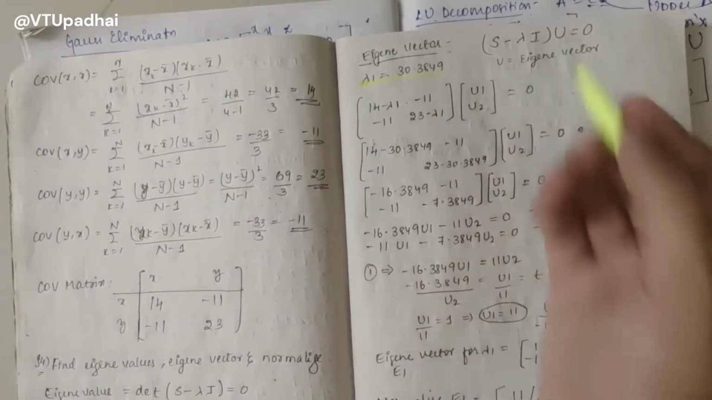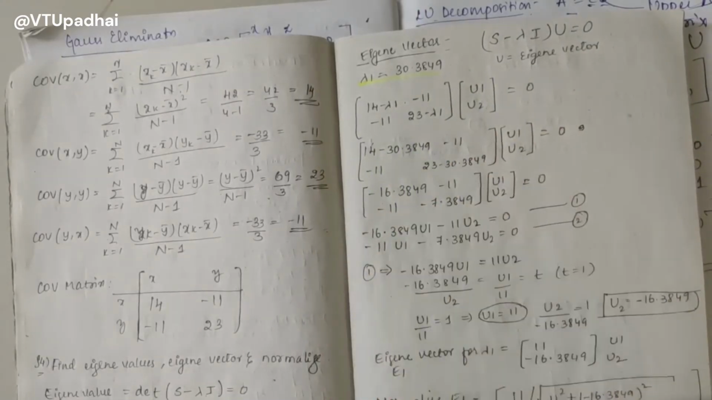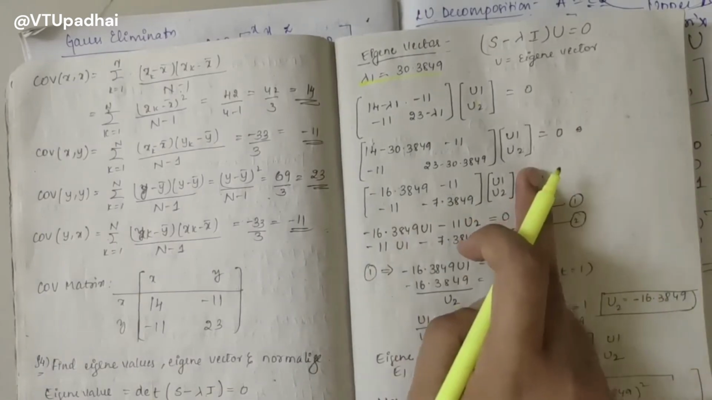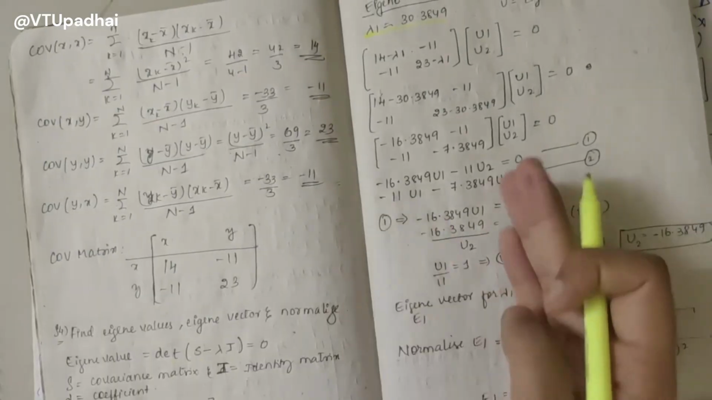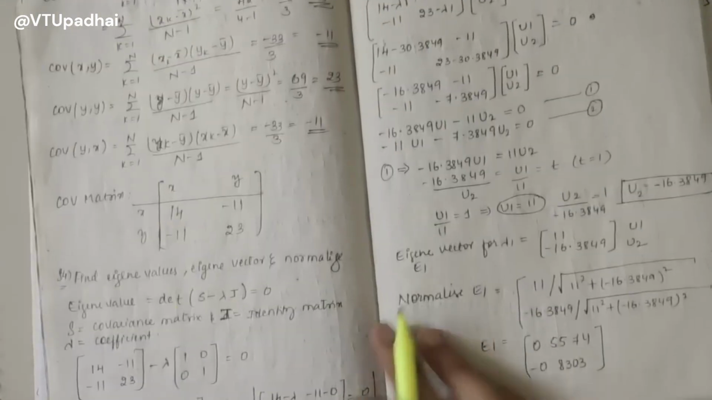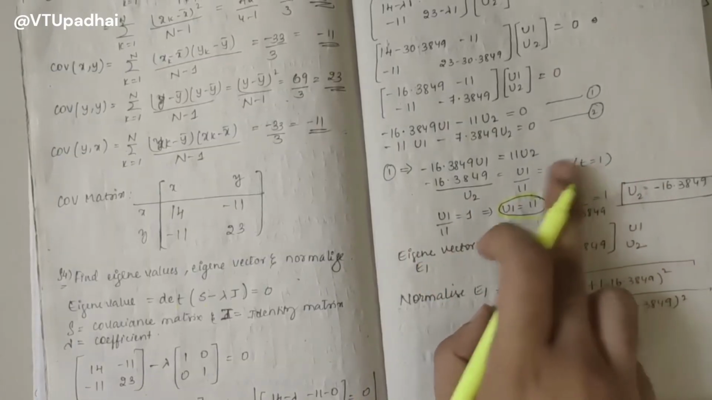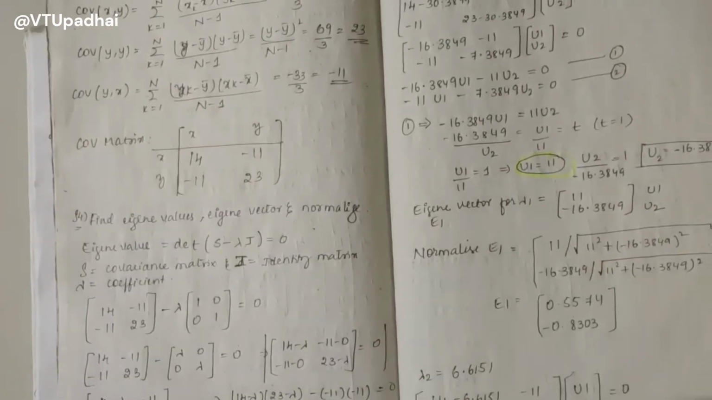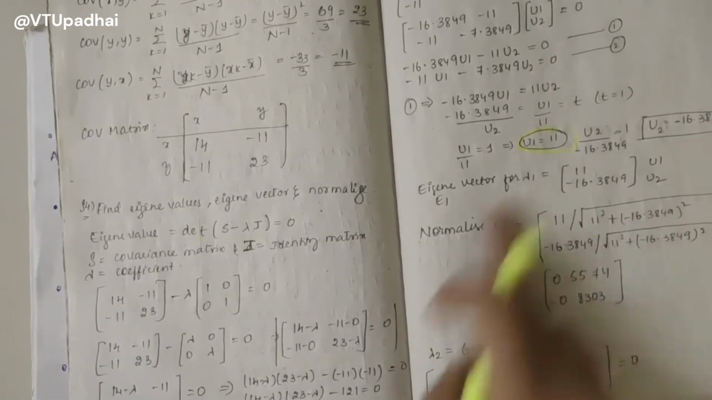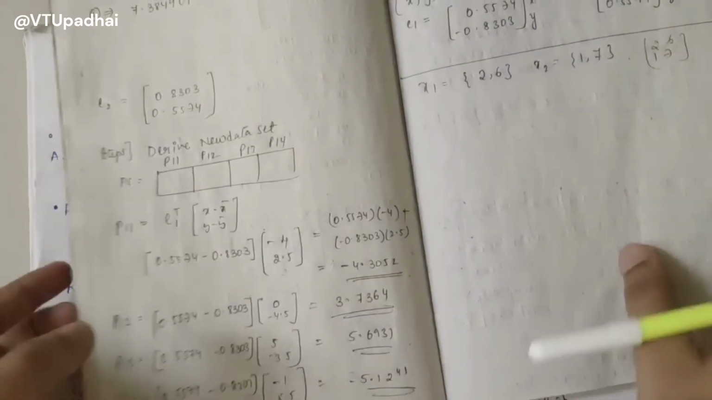So first for lambda 1 I'll consider u1 and u2 here. I'll substitute the lambda value, then multiply the result with u, so I get one equation, right? In this equation I send u2 to the other side. If I send u2 to the other side, I take it as t here, and then I get u1 and u2 values here, and this was for lambda 1, and then I normalize it. So this is the normalization procedure. Then I move on to lambda 2. So again perform the same operation.